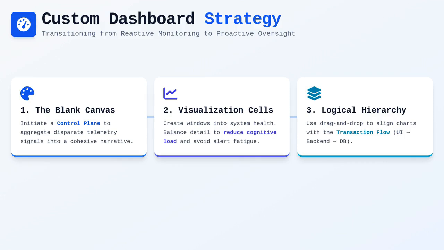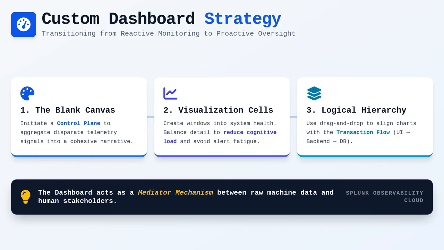Once your cells exist, you use the drag and drop mechanics of the layout grid to arrange them in a hierarchy that reflects your business priorities. I find that aligning charts according to the flow of a transaction, such as from the user interface down to the backend database, makes troubleshooting significantly more intuitive for the entire engineering team.